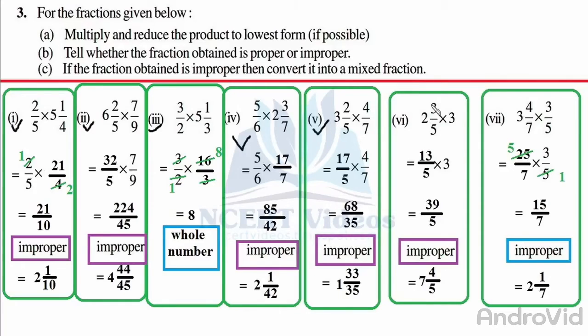Sixth part, 5 2s are 10 plus 3 is 13 over 5 into 3 as it is. Now 13 3s are 39 over 5, it is improper. So 5 7s are 35 and 4 is remainder over 5. It is your mixed fraction. The last part, 7 3s are 21 plus 4 is 25 over 7 into 3 over 5. 1 5s are 5, 5 5s are 25, cutting opportunity. 5 3s are 15 over 7. Improper, so converting it into mixed fraction gives you 2 and 1 over 7. So that was your question number third.